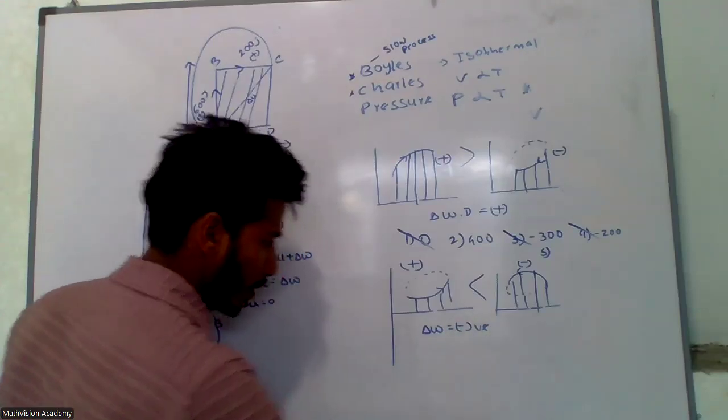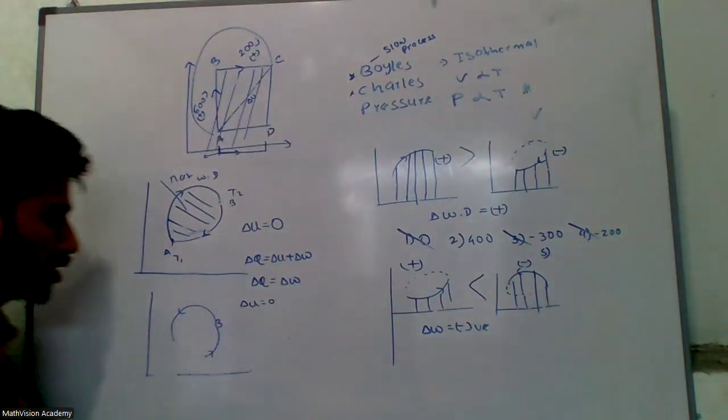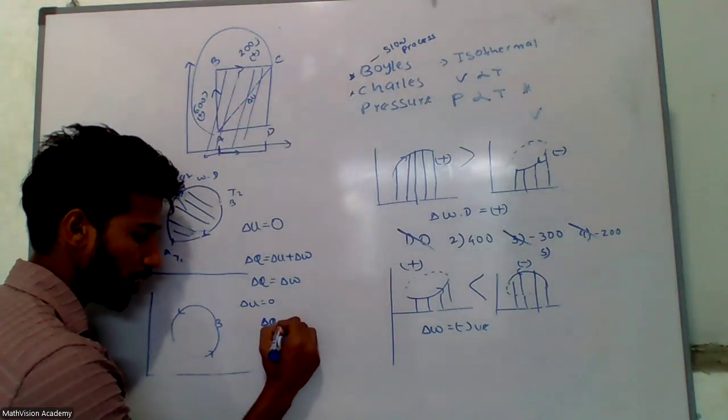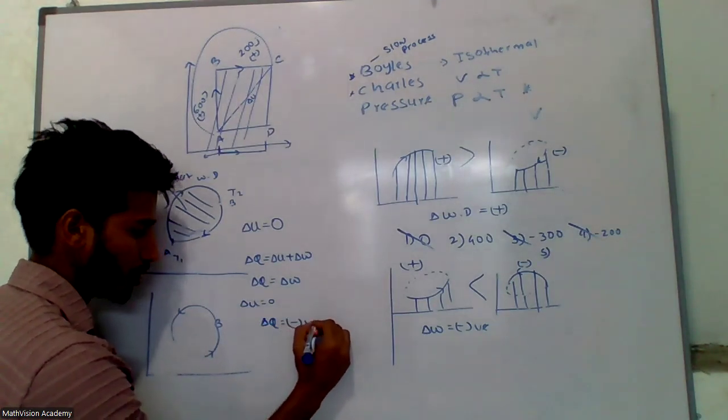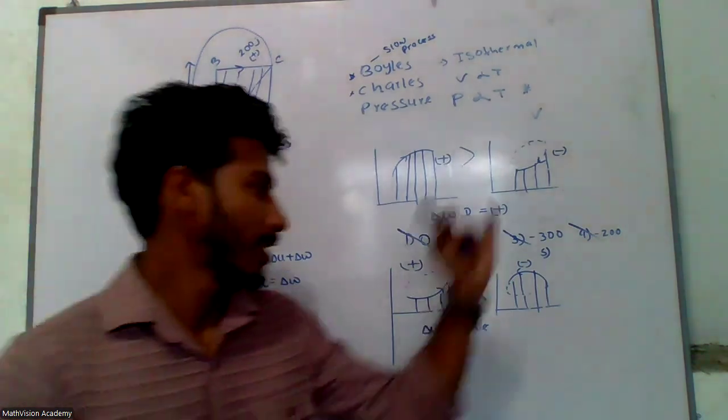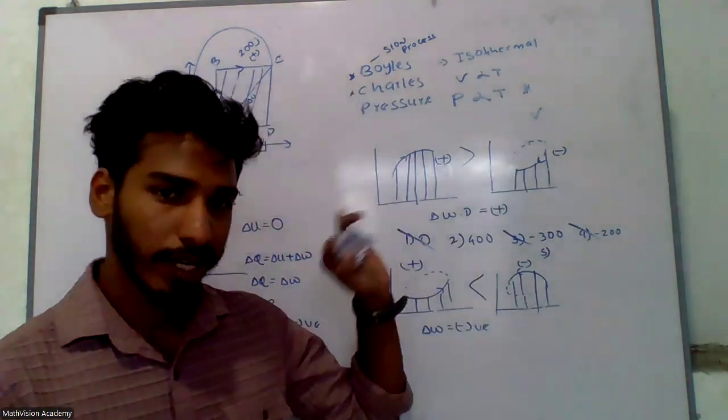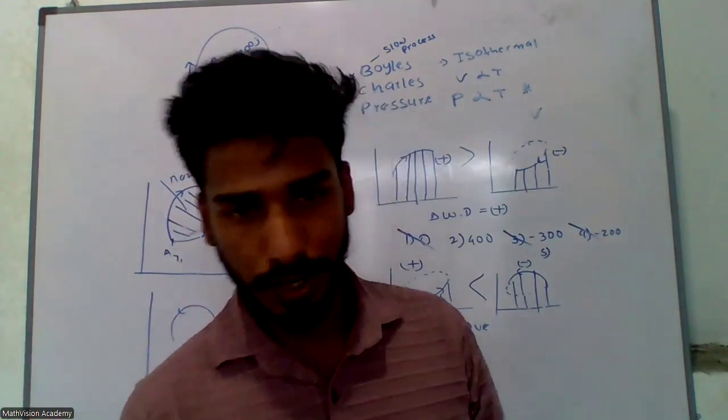So you should get the same sign for the delta Q. Delta Q has to be negative. So again, the same MCQ: the answer with the negative sign has to be wrong.